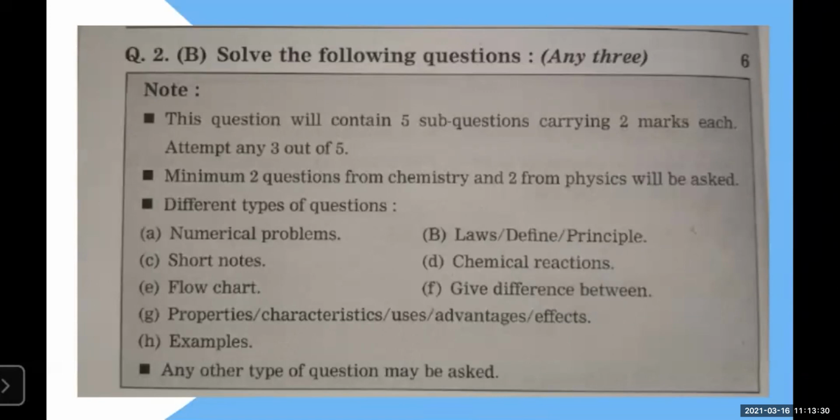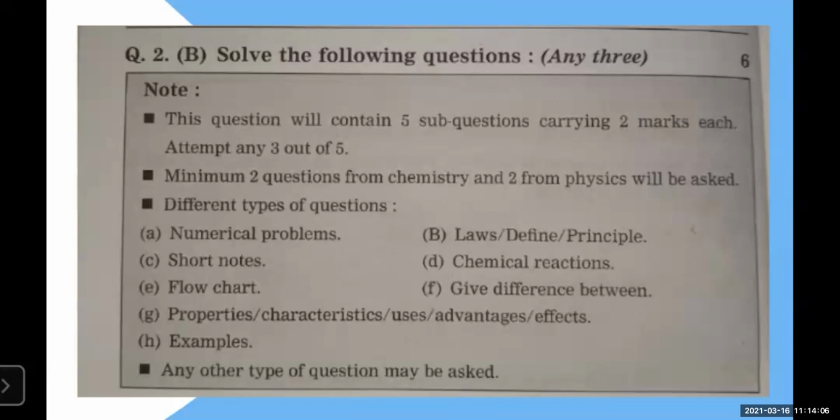Now see what type of questions there will be in question number 2B. First of all, you have to understand that there will be 5 questions, out of which you have to solve any 3. Each is 2 marks, so if you solve 3 questions, you get 6 marks. Out of the 5 questions, at least 2 will be from physics chapters and 2 from chemistry chapters.